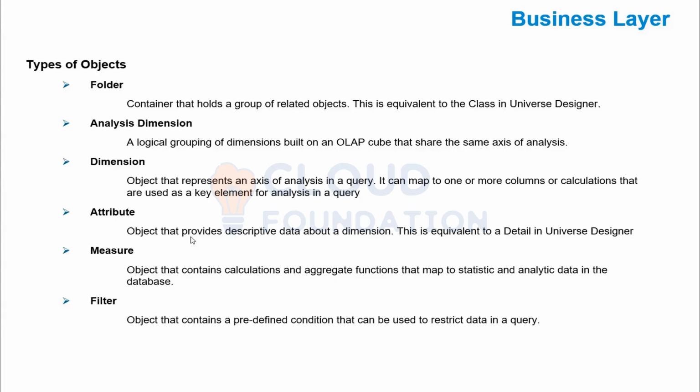An attribute gives descriptive information about some dimension. Detailed information about dimensions we will have using attributes. This is equivalent to a detail in universe design. In Web Intelligence, we have an object type called detail. It is data about the dimensions. For example, first name and last name: if we have a name that is split into first name and last name, then we can create a detail or attribute like that.